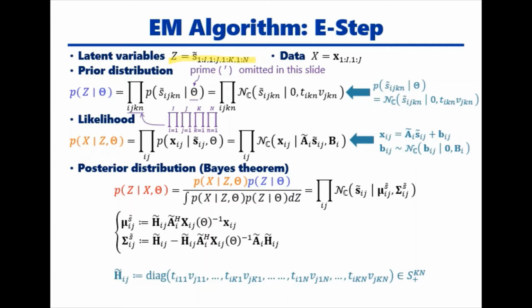The E step updates the posterior distribution given by this equation, where we need the prior distribution shown in blue and the likelihood shown in orange. The prior distribution decomposes as shown here on the assumption of sample independence and independence of the subsource components. By using this model, the prior distribution can be rewritten like this.